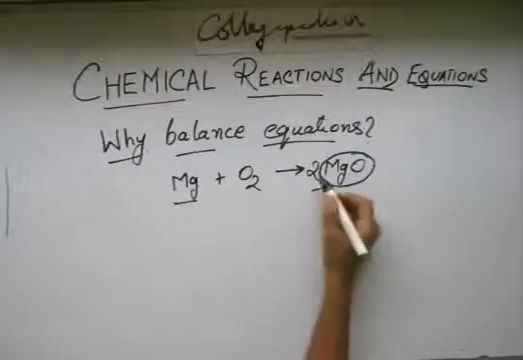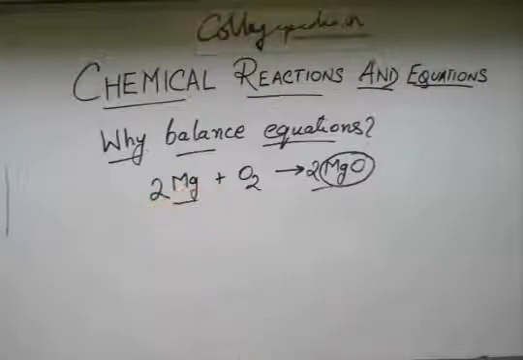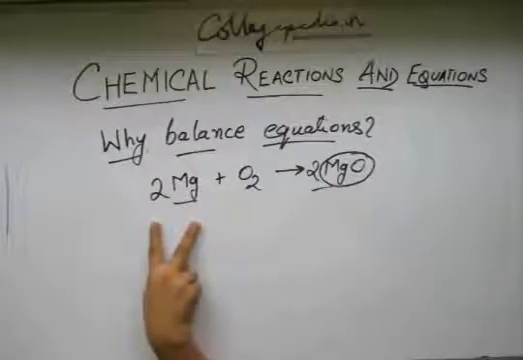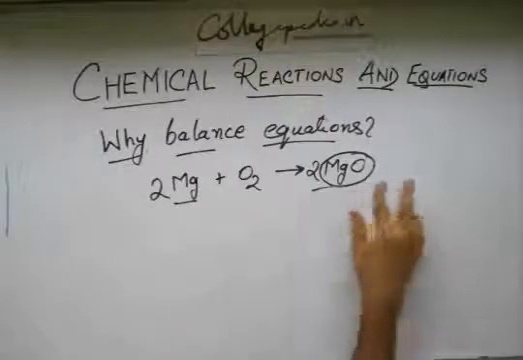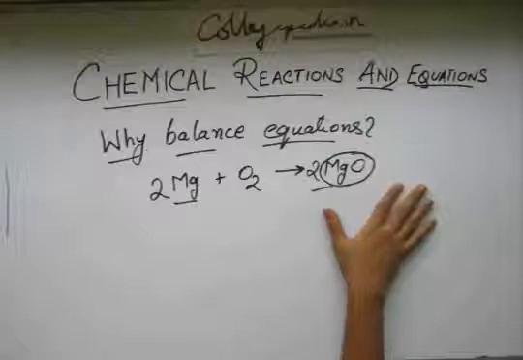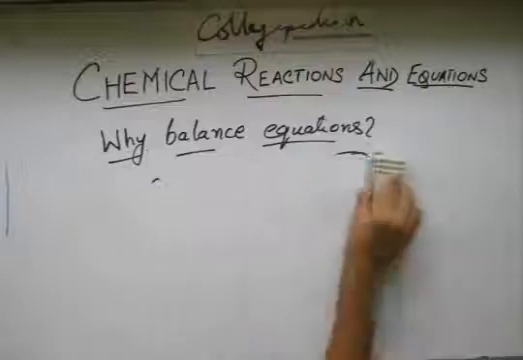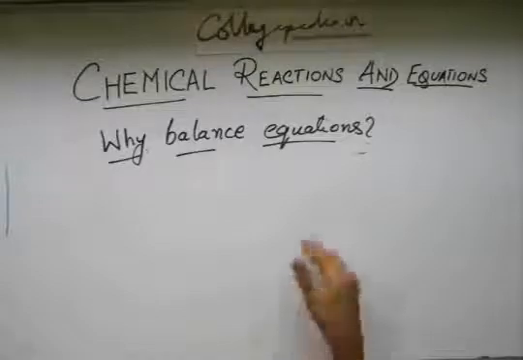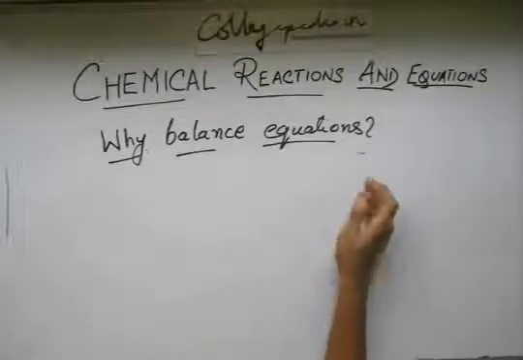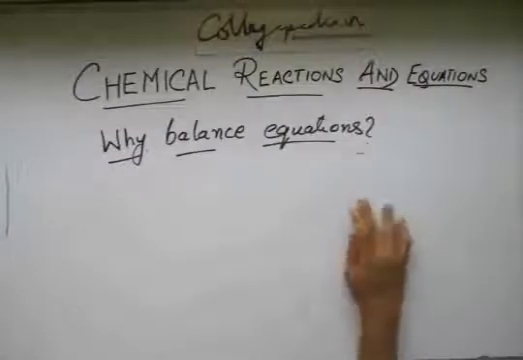So what do you do? You cannot make this half again. So you write a 2 over here, so that the number of magnesium atoms are also balanced. So it's 2 Mg plus O2 gives 2 MgO. So remember, when you're writing these numbers, you write it in front of the whole compound. You don't just double the element which you want to double; all the elements present in that compound get doubled.